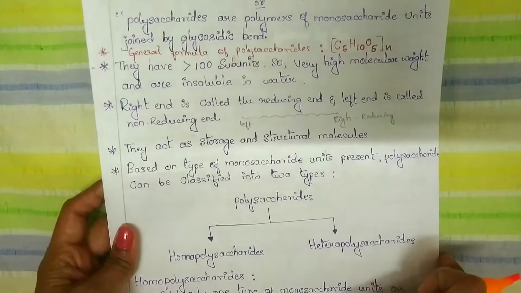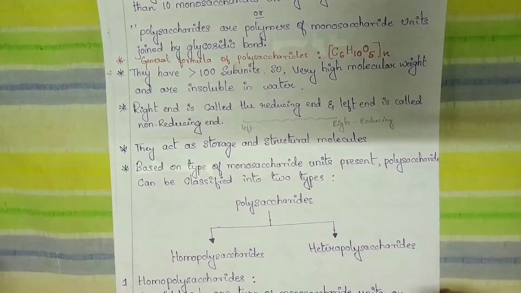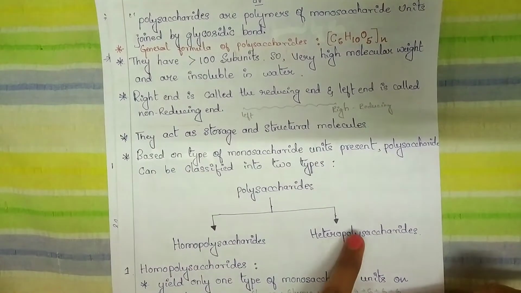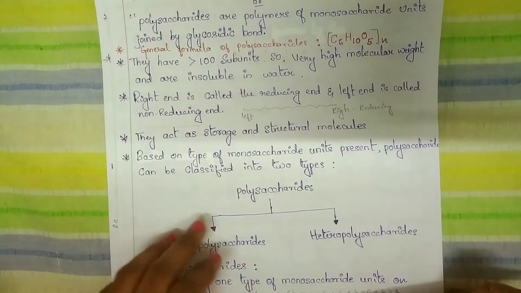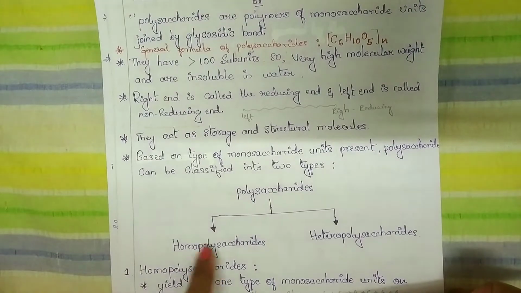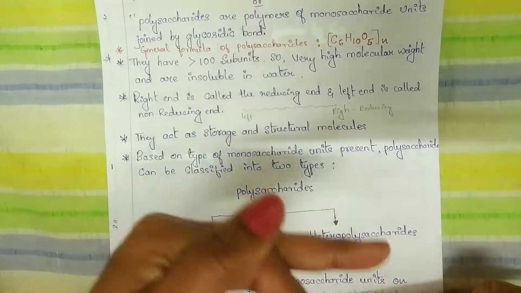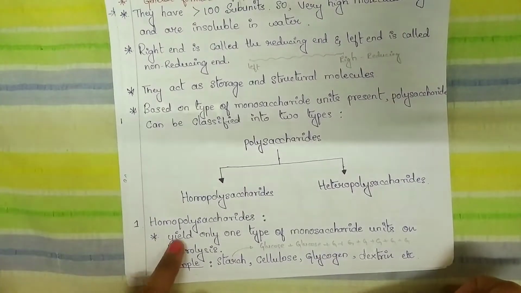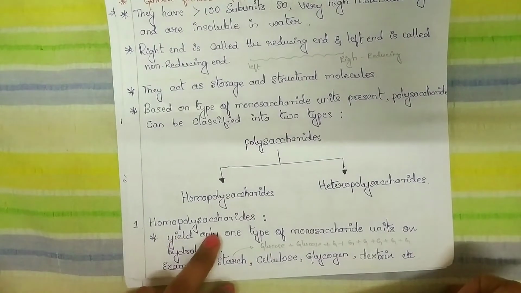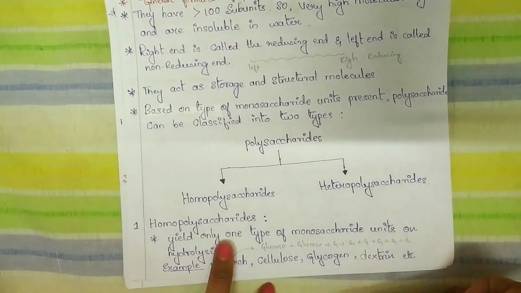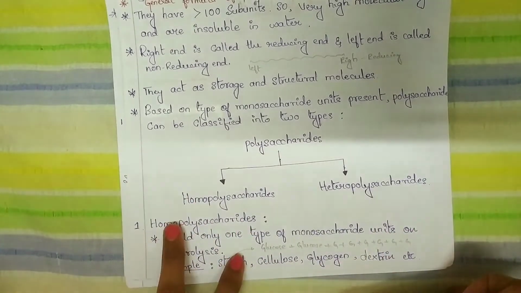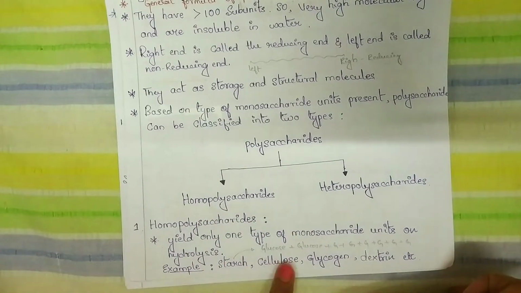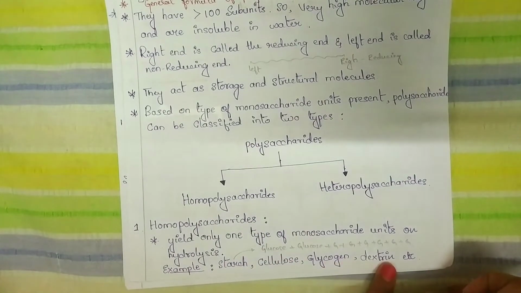Again, these polysaccharides are classified into two types, that is homopolysaccharides and heteropolysaccharides. I guess I have explained the same thing for homodisaccharides and heterodisaccharides. The same definition goes here, but these are polysaccharides. Homopolysaccharides yield only one type of monosaccharide unit on hydrolysis; homo means similar. For example, starch, cellulose, glycogen and dextrin.